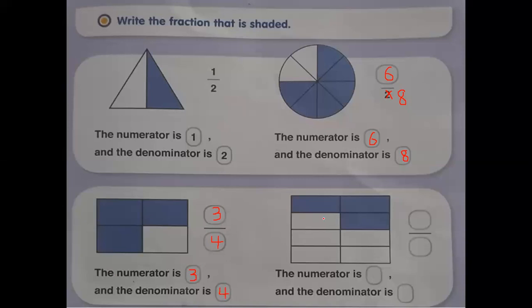Okay. How many shaded parts do we have here? 1, 2, 3. Excellent. So we have 3 parts. And how many parts in all? 1, 2, 3, 4, 5, 6, 7, 8. So 3 over 8. The numerator is 3. Well done. And the denominator is 8. Excellent.